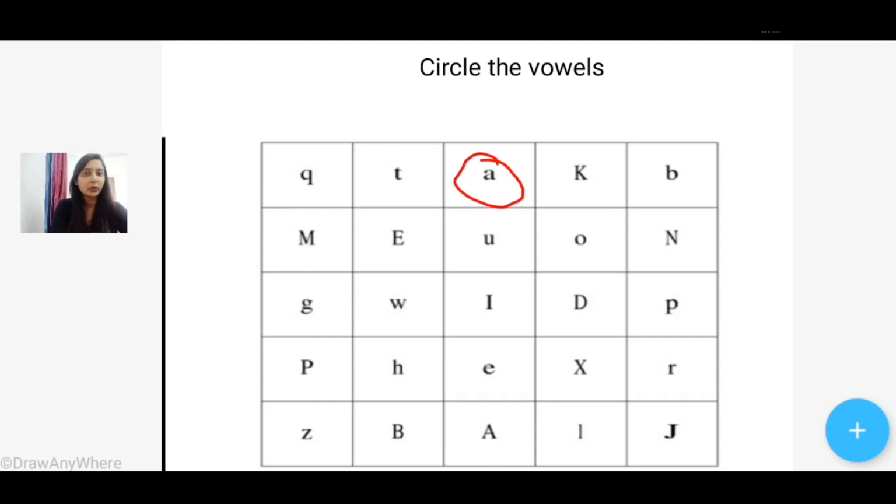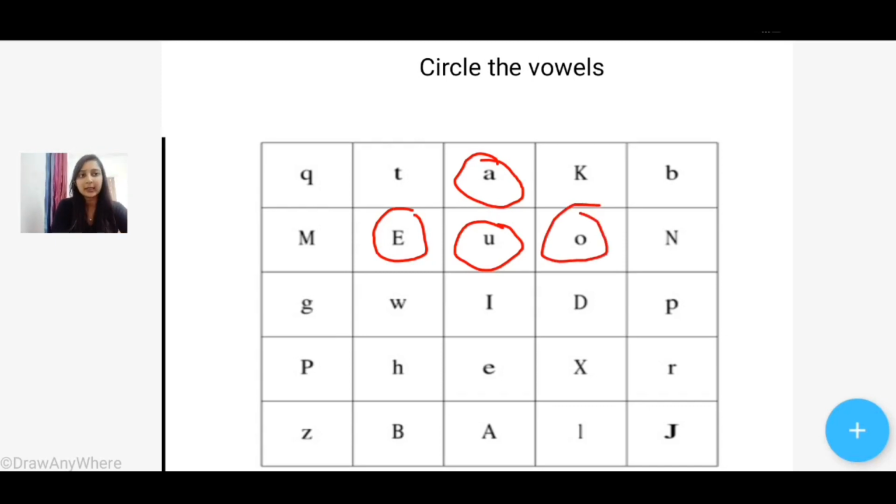K. No. B. No. M. No. E. A-E-I-O-U. So E is a vowel. We will circle the letter E. U. Yes, A-E-I-O-U. So U is a vowel. O. A-E-I-O-U. So O is also a vowel.